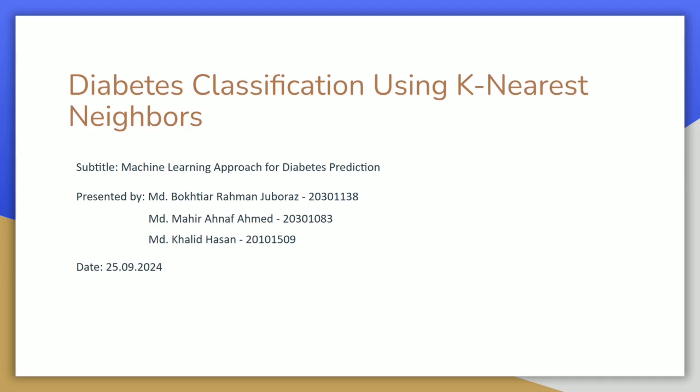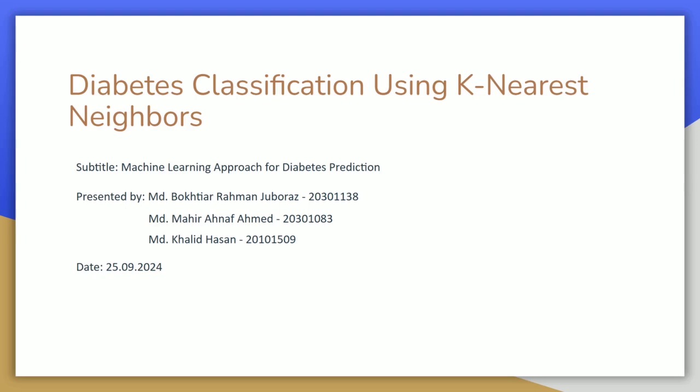The goal of our project is to explore how machine learning, specifically the K-Nearest Neighbors algorithm, can be used to classify and predict whether a patient has diabetes. By using clinical data from patients, we aim to build a predictive model that can support healthcare professionals in identifying diabetes early, leading to better health outcomes.